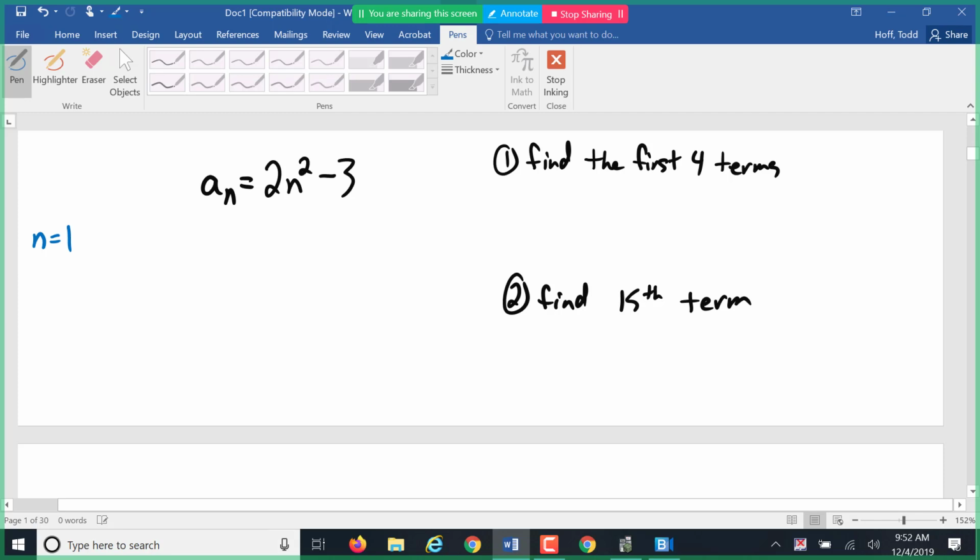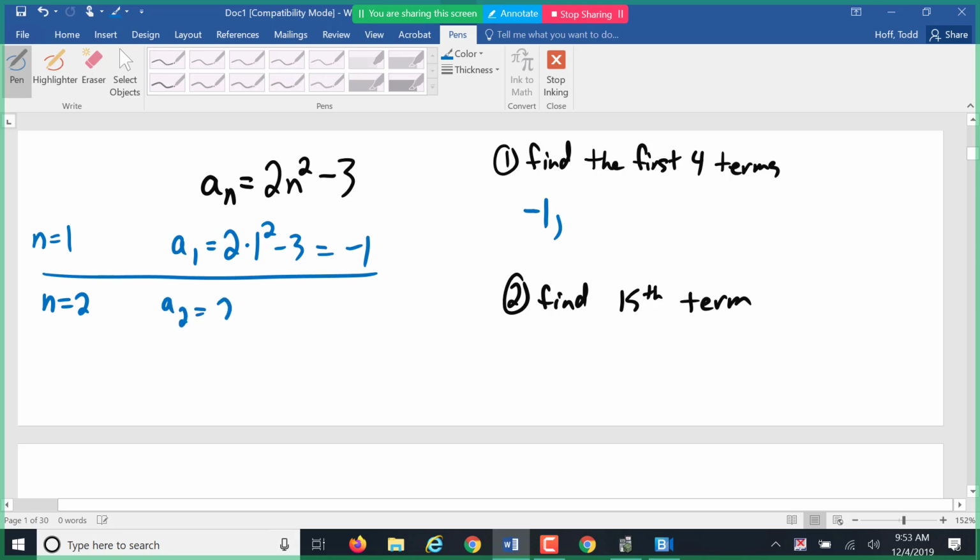So for n equals 1, we have a_1 is equal to 2 times 1 squared minus 3. Well, 1 squared is 1, times 2 is 2, minus 3 is negative 1. So our first term of the sequence is negative 1. For n equals 2, a_2 is 2 times 2 squared minus 3. 2 squared is 4, times 2 is 8, minus 3 is 5. So our second term is 5.